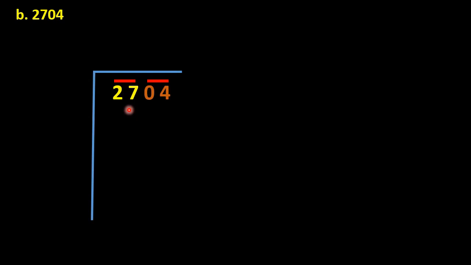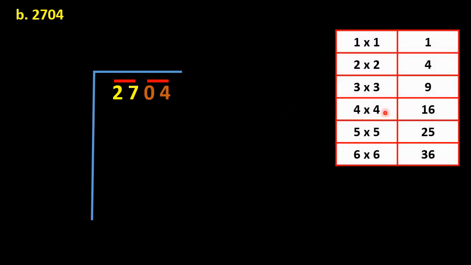We have to find the largest number whose square is less than or equal to 27. This can be done by multiplying the numbers on the rough copy. Like this, 1 into 1, we always start from 1. So 1 into 1 is 1, 2 twos are 4, still less than 27. 4 fours are 16, still less than 27. 5 fives are 25, still less than 27. 6 sixes are 36, which is more than 27. So here we have to take 25.